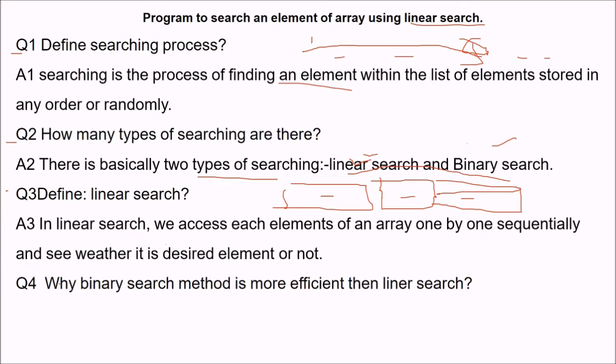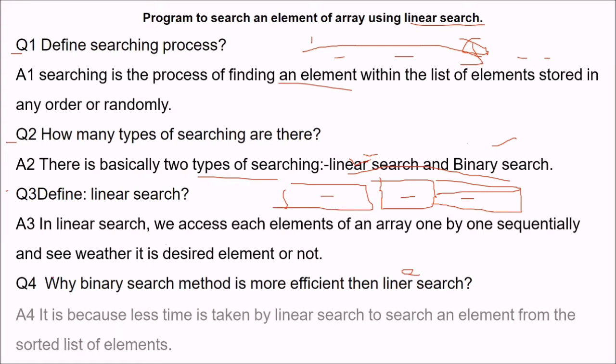Question 4. Why binary search method is more efficient than linear search? Why? Because it takes less time. Linear search means if your array is long or if your data structure is long in which you have stored the elements, then you have to start from the scratch, and it may be possible that you will get the element in the beginning only. But there is a possibility that you will get the element which is located or placed at the last position of the array. Then what you're going to do? This will take an order of n.